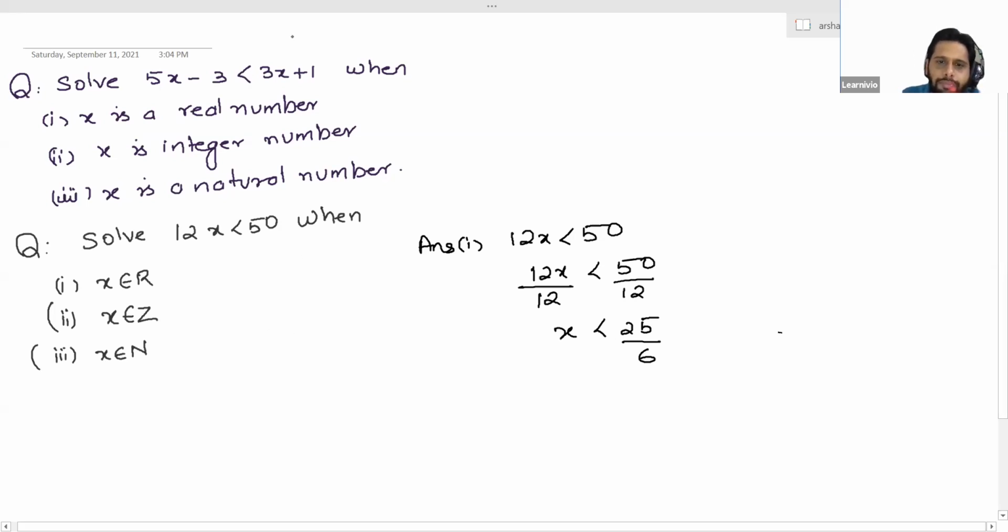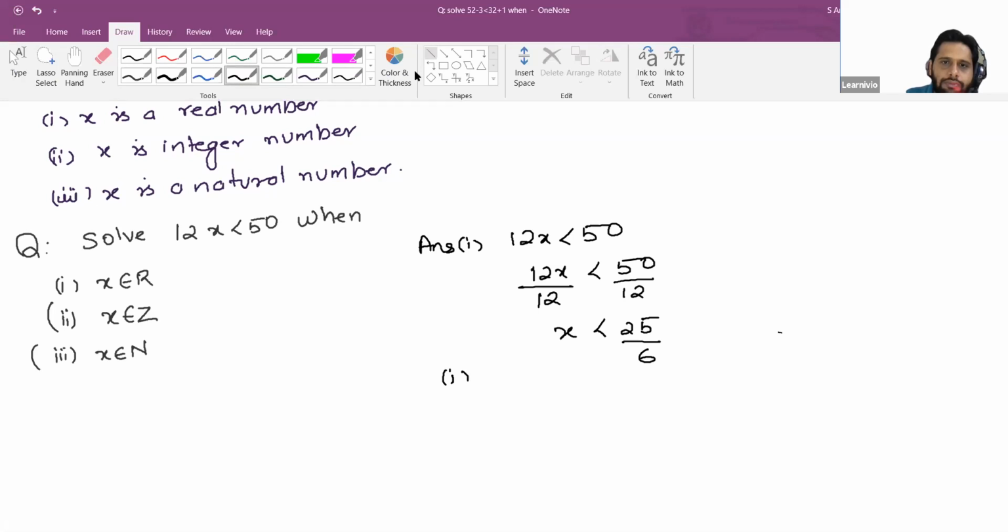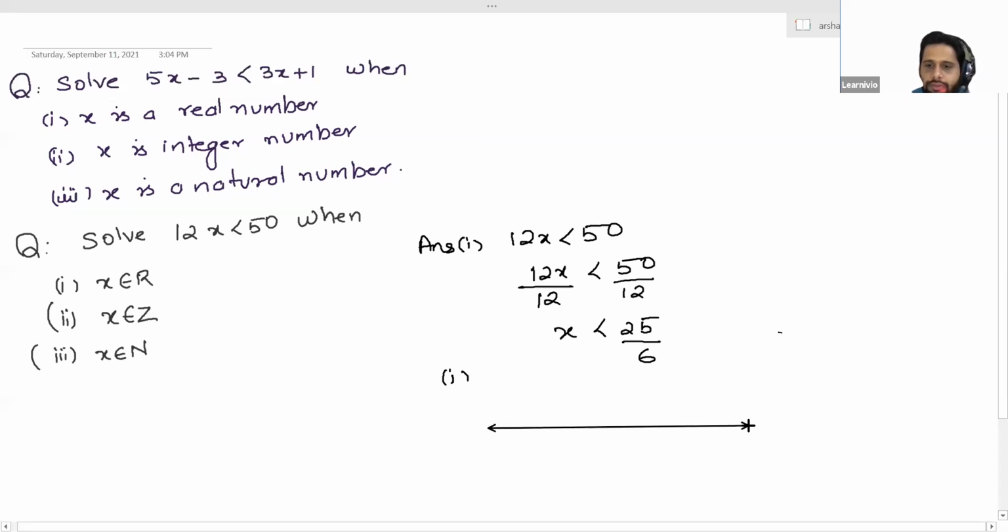So the first part is x is a real number. So we will draw the number line. So this is a line. This is 0, this is 1, this is 2, and we need to extend this. Okay, so please extend this line. This is 3, this is 4, this is 5. Similarly, this is -1, -2, -3. This is minus infinity and this one is plus infinity.